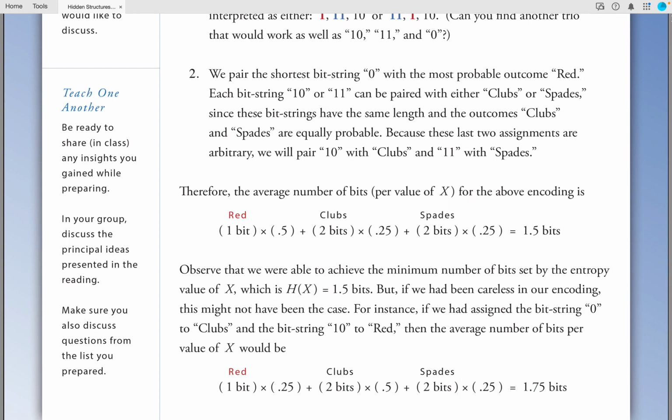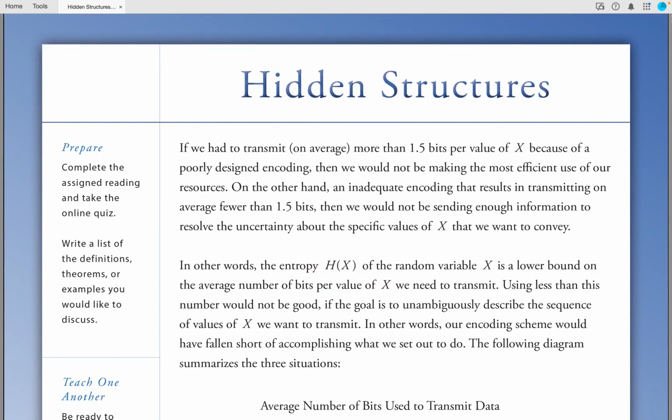For instance, if we had assigned the bit string 0 to clubs and the bit string 10 to red, then the average number of bits per value of x would have been 1 bit times 0.25 plus 2 bits times 0.5 plus 2 bits times 0.25, which gives 1.75 bits. If we had to transmit on average more than 1.5 bits per value of x because of a poorly designed encoding, then we would not be making the most efficient use of our resources.